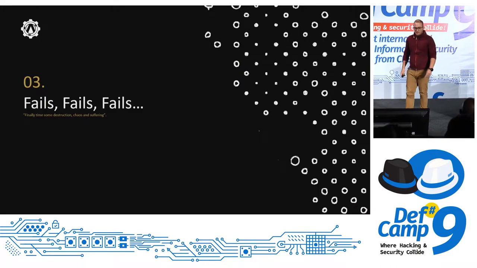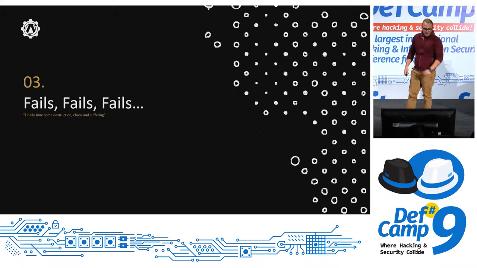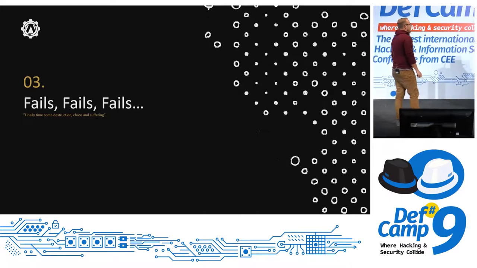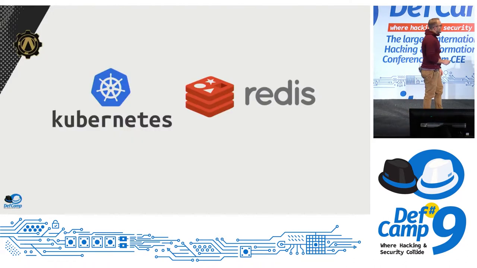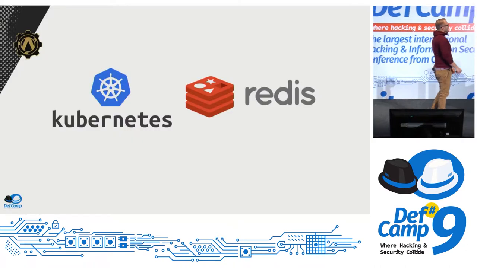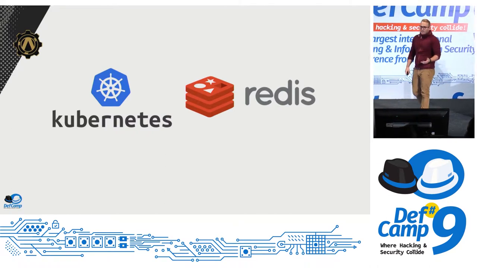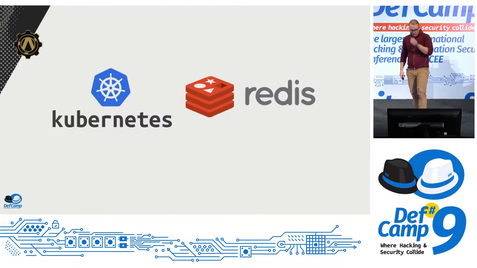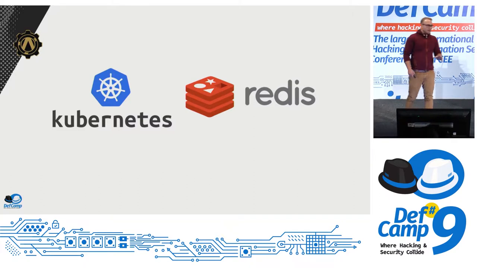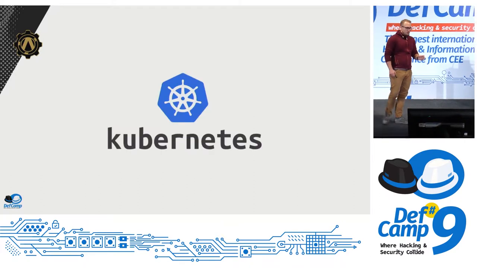And then we have the fails, right? It's time. Destruction, chaos, and suffering await the one who waits. So today we're going to talk about some really, I wouldn't say nice, but really simple fails in Kubernetes and Redis. We're going to start with Kubernetes. It's nothing new.